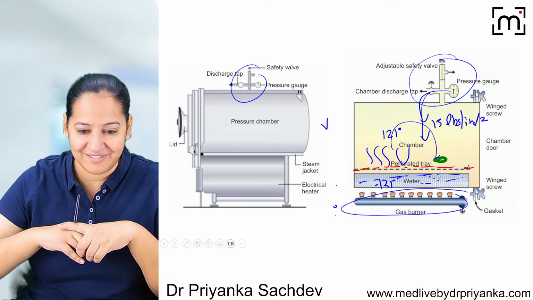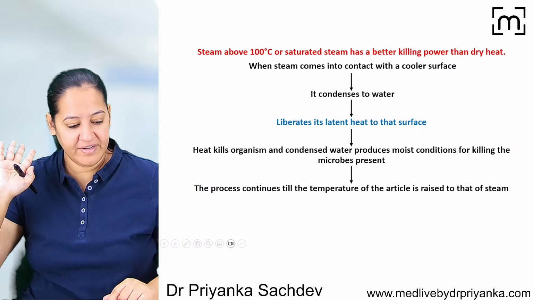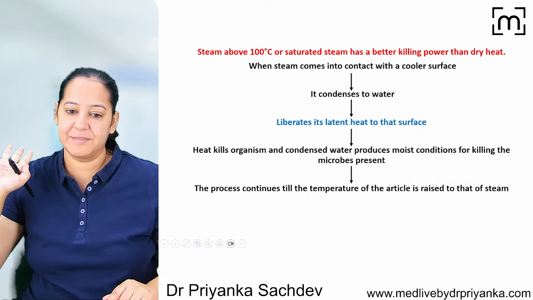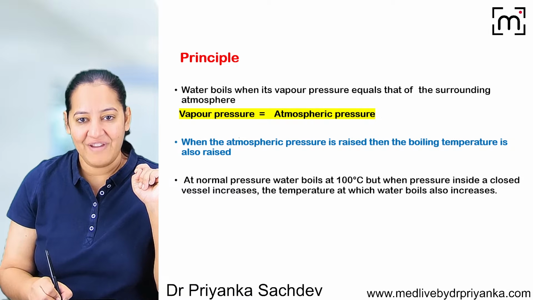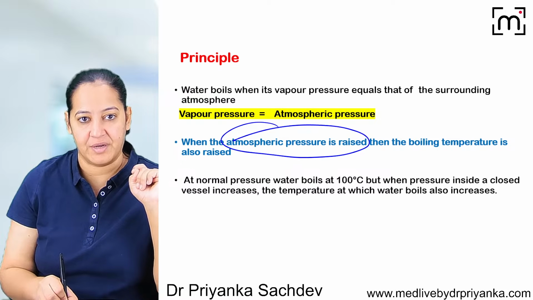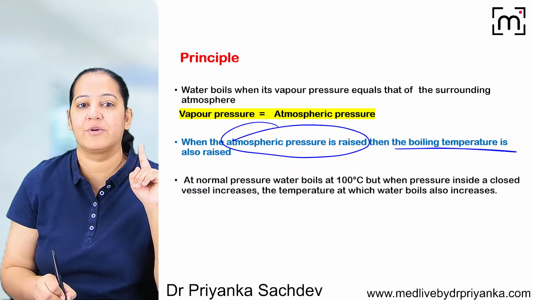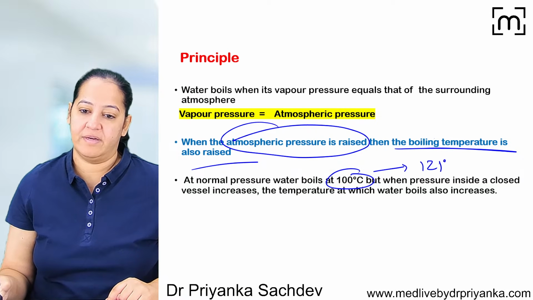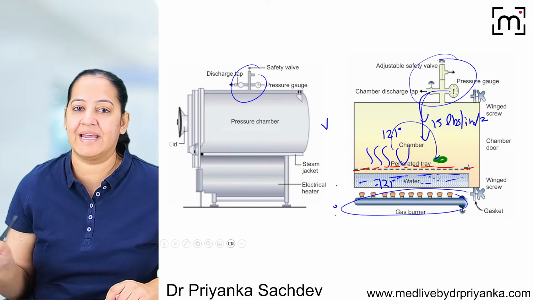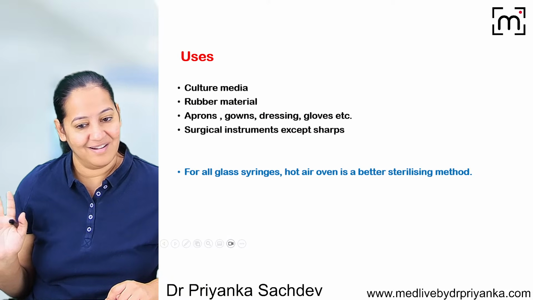Okay, can we go ahead? This is autoclave. Everyone got it? So this is the principle written in front of you. Basically, autoclave is a pressure cooker. Whenever we increase the pressure, the boiling point of the water is increased. So we are increasing the boiling point from 100 to 121. So that steam is at 121 and it is killing whatever is present on the article.